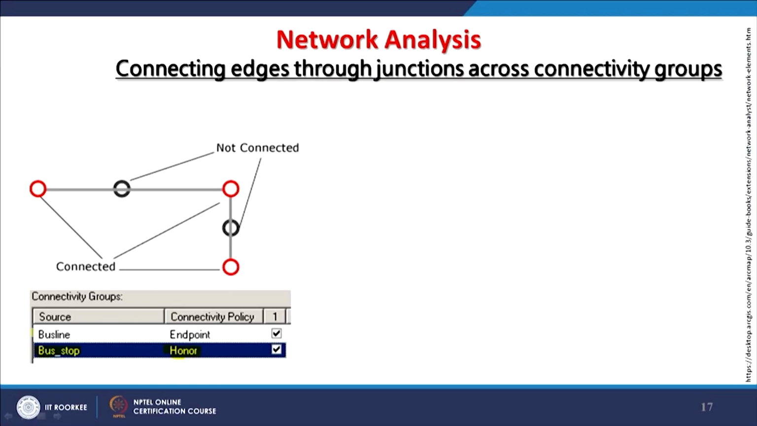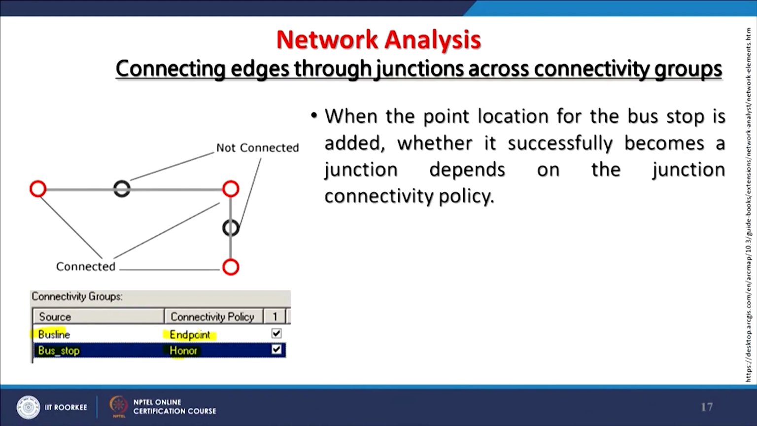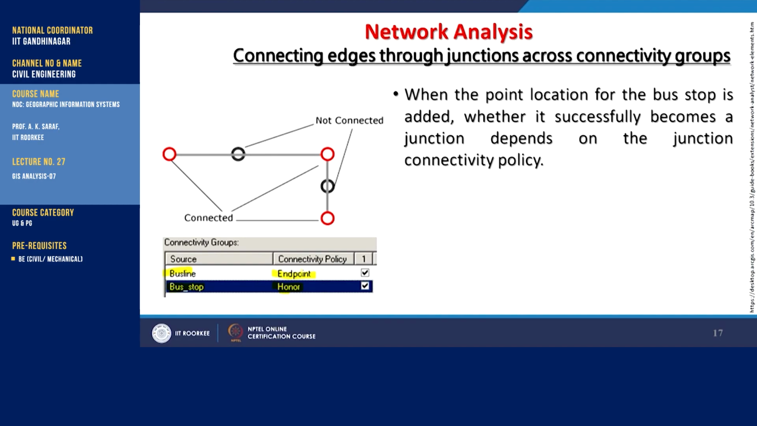Whereas a bus line is the end point within our database. So, against basically each polyline feature, this detailed information is required in our network database. And when the point location and end point for the bus stop is added, whether it successfully becomes a junction depends on the junction connectivity policy.